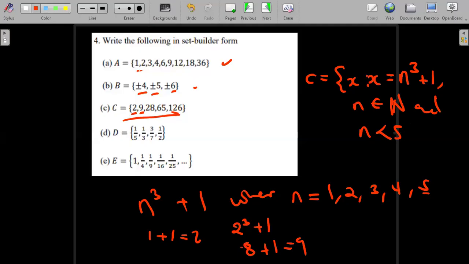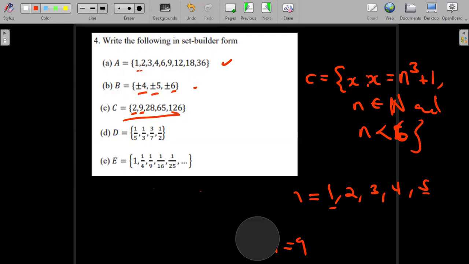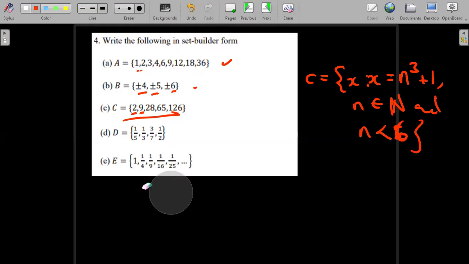Sorry, not less than 5, but we're saying less than 6. So if you say less than 6, meaning it's going to start from 1 and go up to what? Up to 5, so 1, 2, 3, up to 5. If you wanted to write 5 there, you would have put an equal to sign. So that would be C.